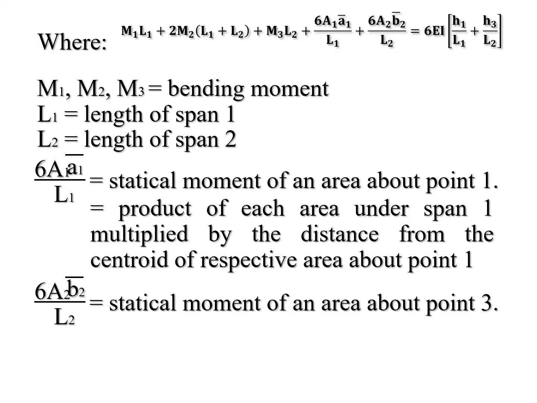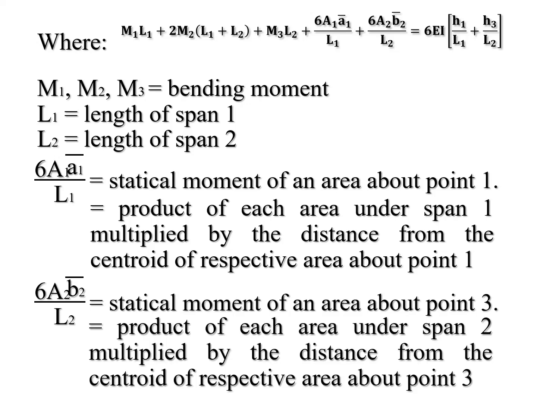And then this is the second statical moment of an area, or the 6 area 2 barred B2 over L2. This is going to rotate about point number 3. So in this case, we're going to get again the product of each area under span number 2 multiplied by the distance from the centroid of the respective area about point number 3, and that is your barred B2. Also, you have the EI, or the flexural rigidity.